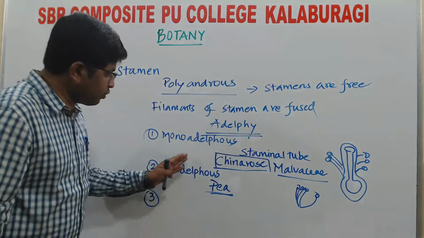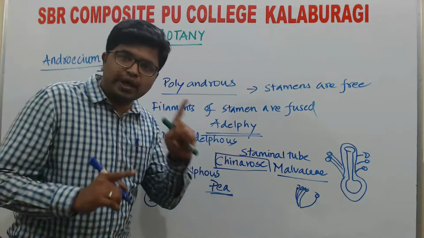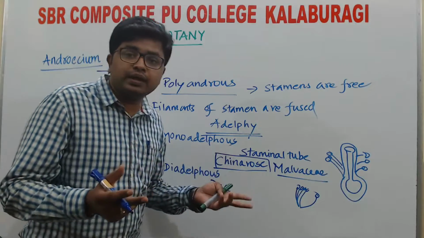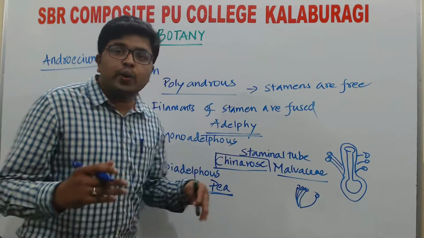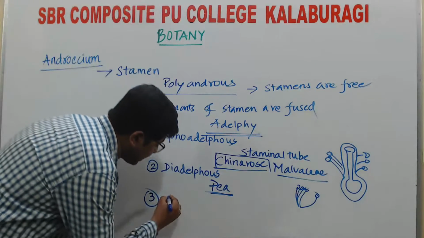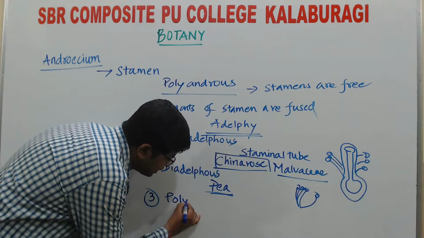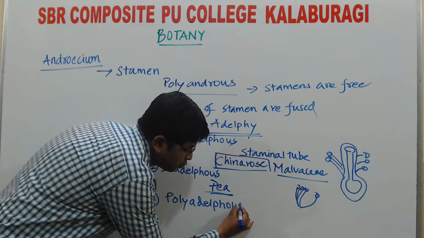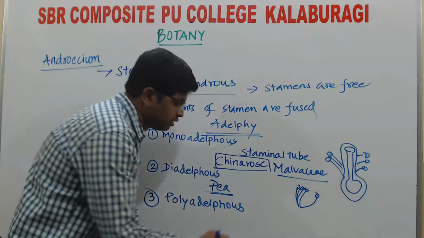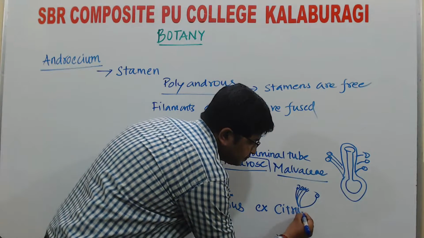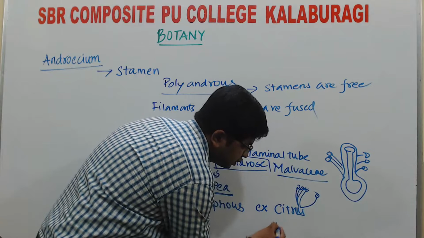Now, when they are present in one bundle, we said it is monoadelphous. When they are present in 2 bundles, we call it diadelphous. When they are present in more than 2, what do we call it? We call it polyadelphous condition. Example, citrus.